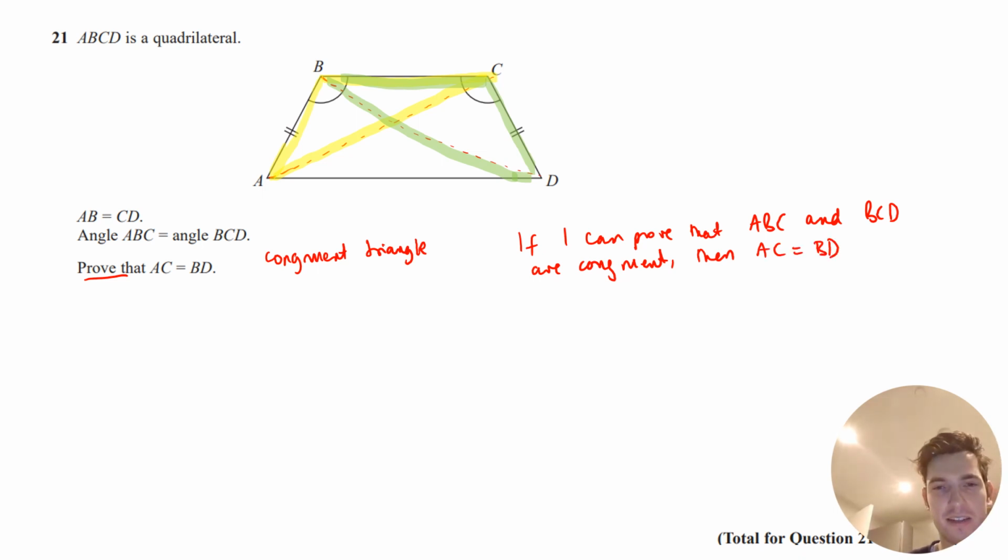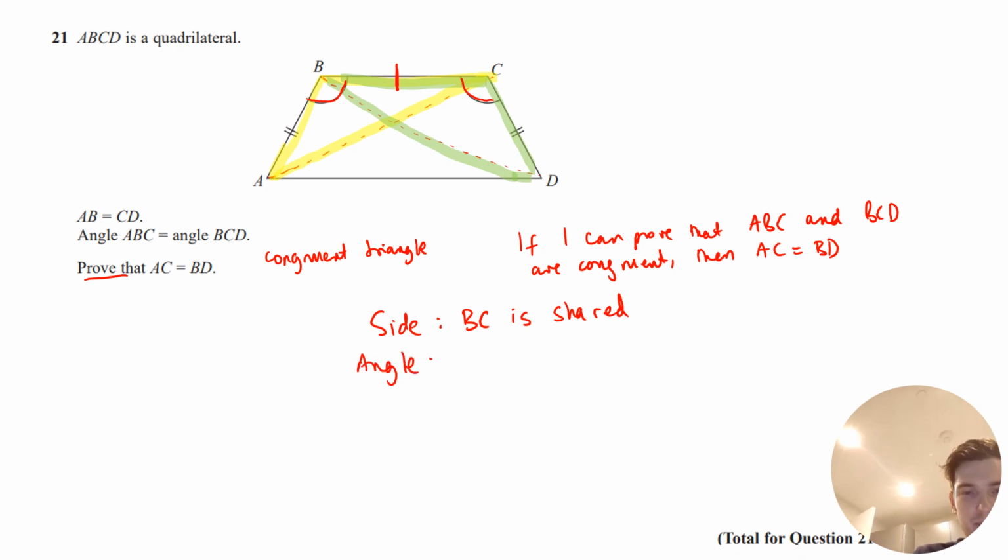So let's have a look and see how I can prove that these two triangles are congruent. So what sides or angles do I have that are the same? Well, let's start off with BC. So I think BC is a shared side. So let's start off with side: BC is shared. Okay, do I have an angle here? Well, yeah, I've got an angle here. I've got this angle here and this angle here.